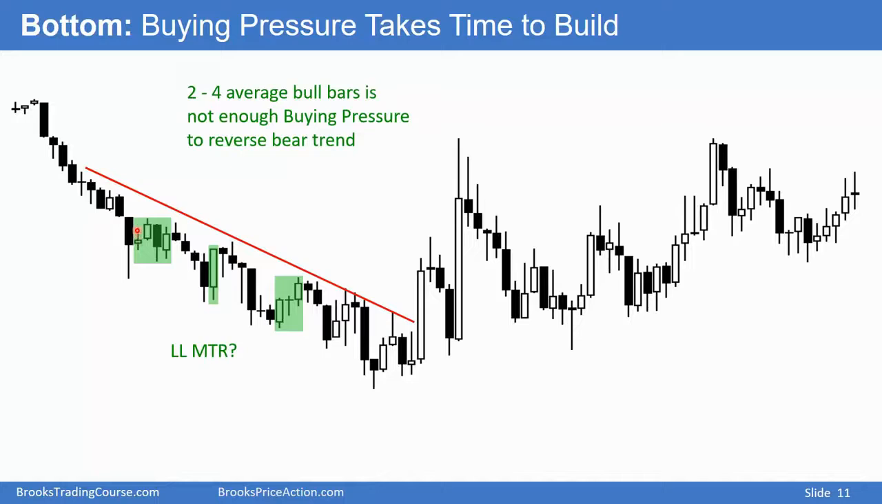Here we have a pair of bull bars, another bull bar, 2 to 4 small bull bars. Here we have 3 bars up. It's just not enough buying pressure to reverse a bear trend. Any reversal up is probably minor. The bulls need more big bull bars before they can get a major reversal, a reversal into an opposite trend, instead of a minor reversal into a bear flag or a trading range.